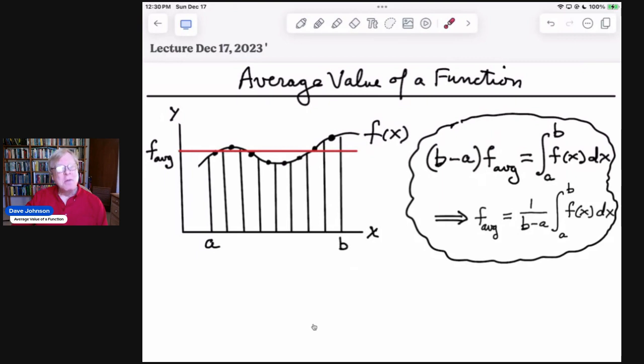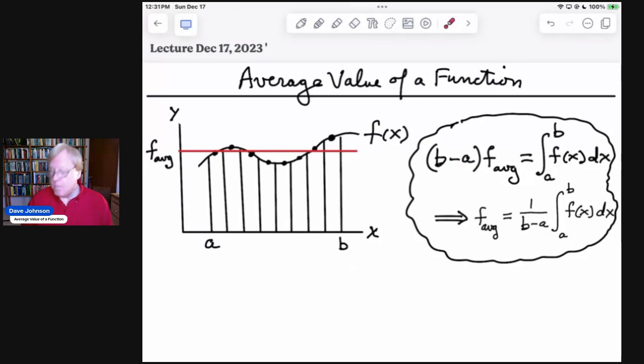But I don't know if you really believe that this red line corresponds to the average value of the function. What does it even mean? And of course, if you divide both sides of this equation by b minus a, you get f average is equal to 1 divided by b minus a times the integral from a to b of f of x dx. So that is the definition, or if you like, the formula for calculating the average value of a function. But again, as I said, this is a very unsatisfying definition as far as I'm concerned. And yet, this is the definition that you see in most calculus textbooks. I'm not saying that the formula is wrong. What I'm saying is the definition is not very satisfying.